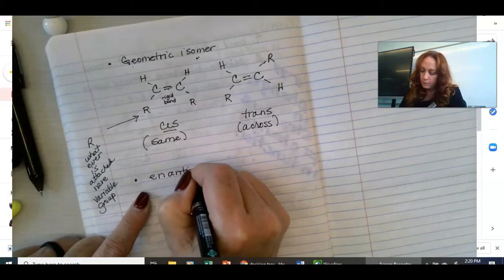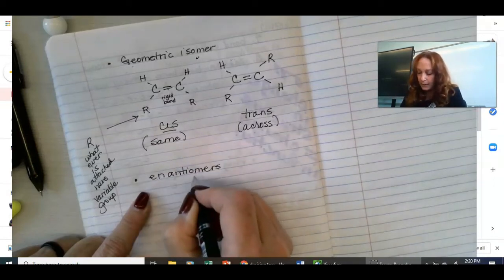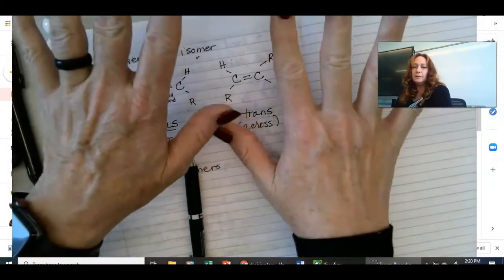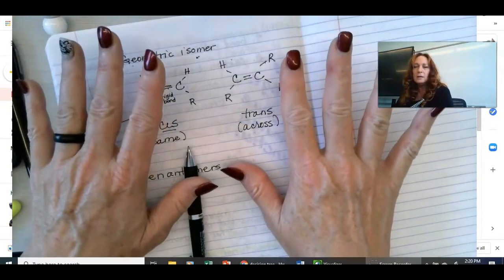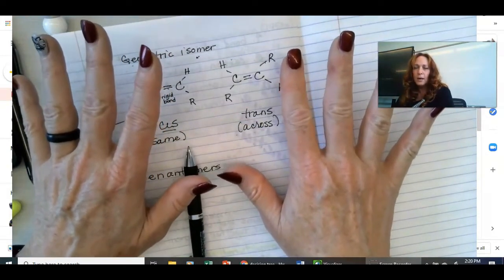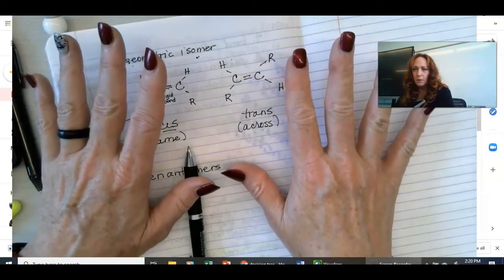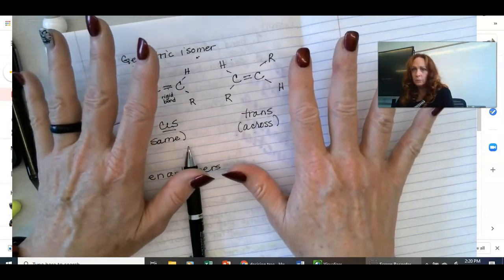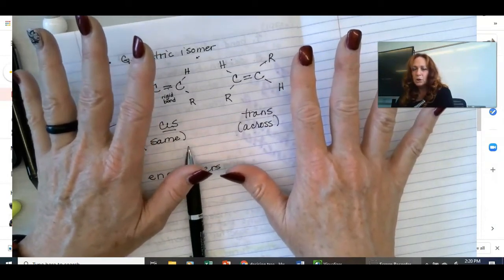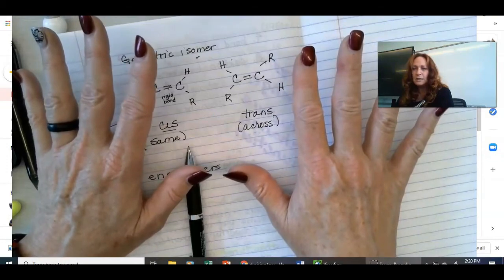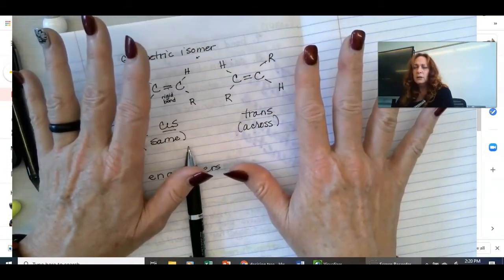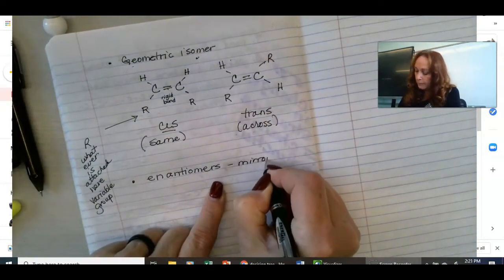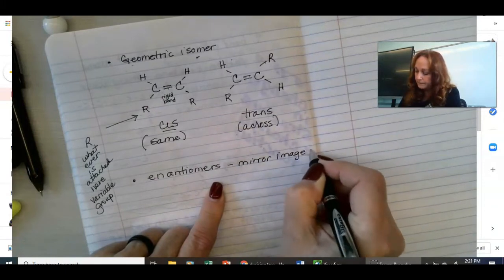So enantiomers, these are, I always think of gloves. They're like your hands. So your hands are mirror images of each other. Do you have 4 fingers and a thumb? Yes. On both hands? Yes. So if I give you a glove, can you wear it on either hand? No. Why? Because the position of my thumb relative to my fingers is different. Oh. Really? Yes. So these are mirror images of each other.